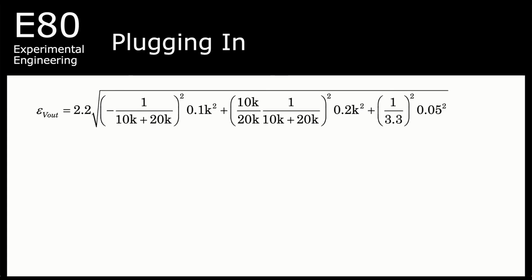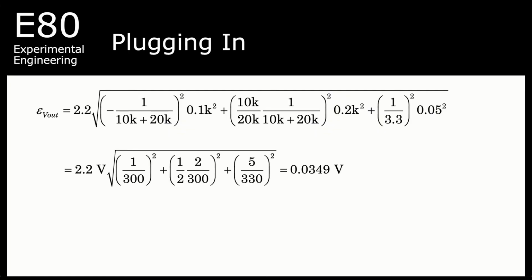We'll now plug in the nominal values for r7, r8, and v3. When we plug in the errors or uncertainties, we need to convert them from percentages to actual values as necessary. Failing to do so will really mess up your error calculations. Simplifying and solving, we get 0.0349 volts as the confidence bound. So we report v out as 2.200 plus or minus 0.035 volts. If we knew the confidence level, we'd report it here as well.